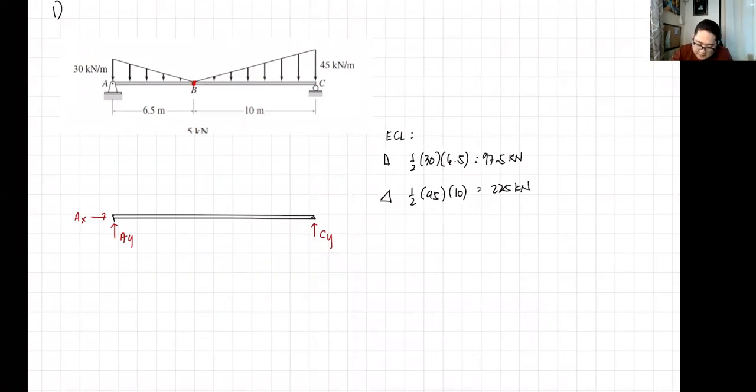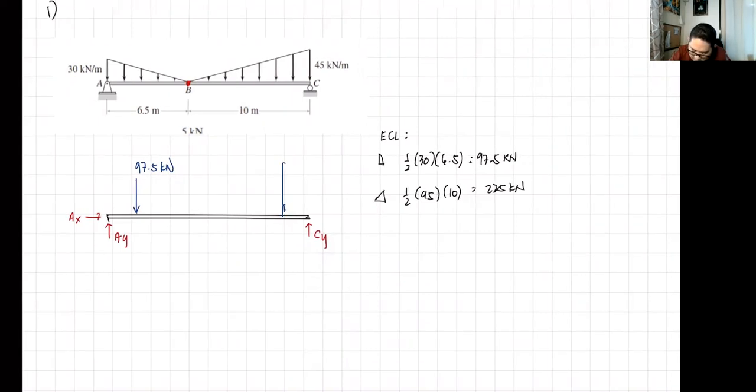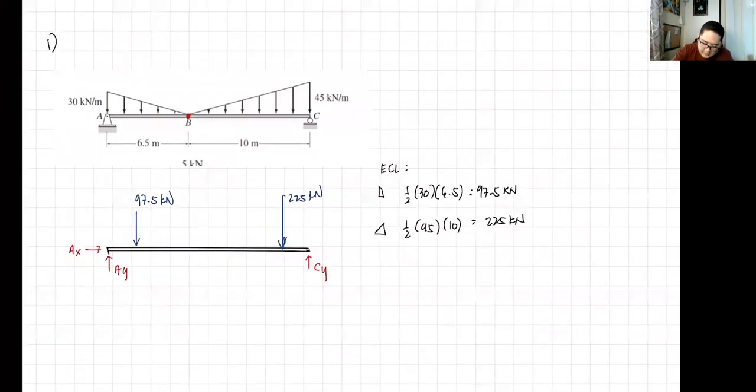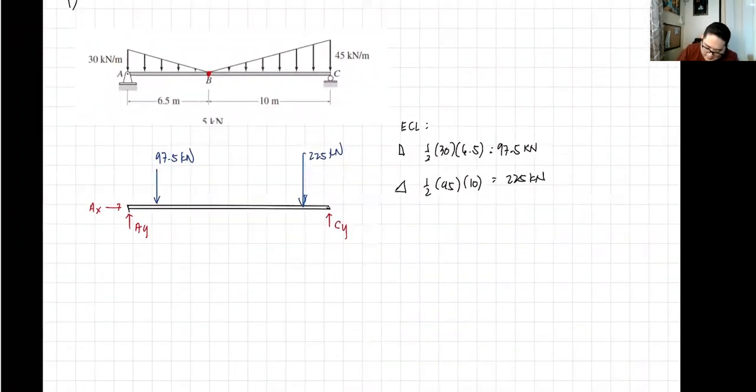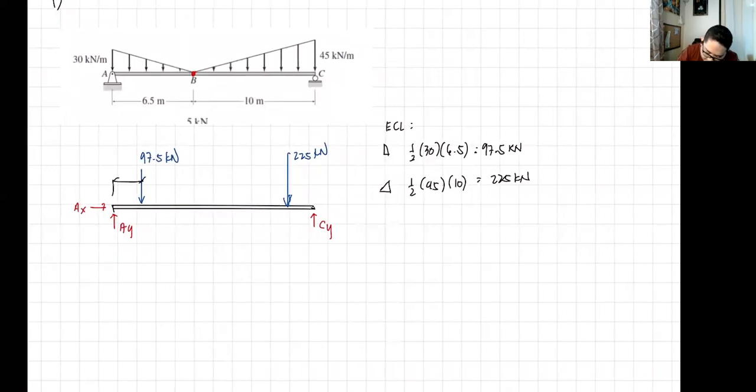Okay, so let me graph it. It is located at 1/3, no? At 1/3. So this is our 97.5 kilonewton, and this is our 225 kilonewton. Okay, for the distances, let me label them x1 and x2, so I can do it here at the bottom.